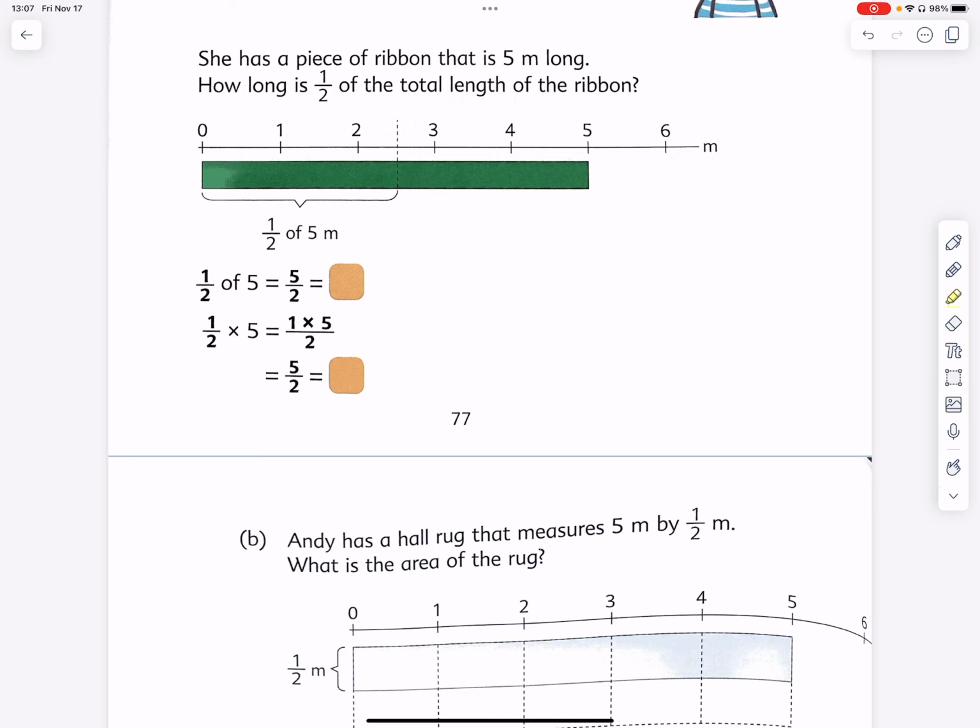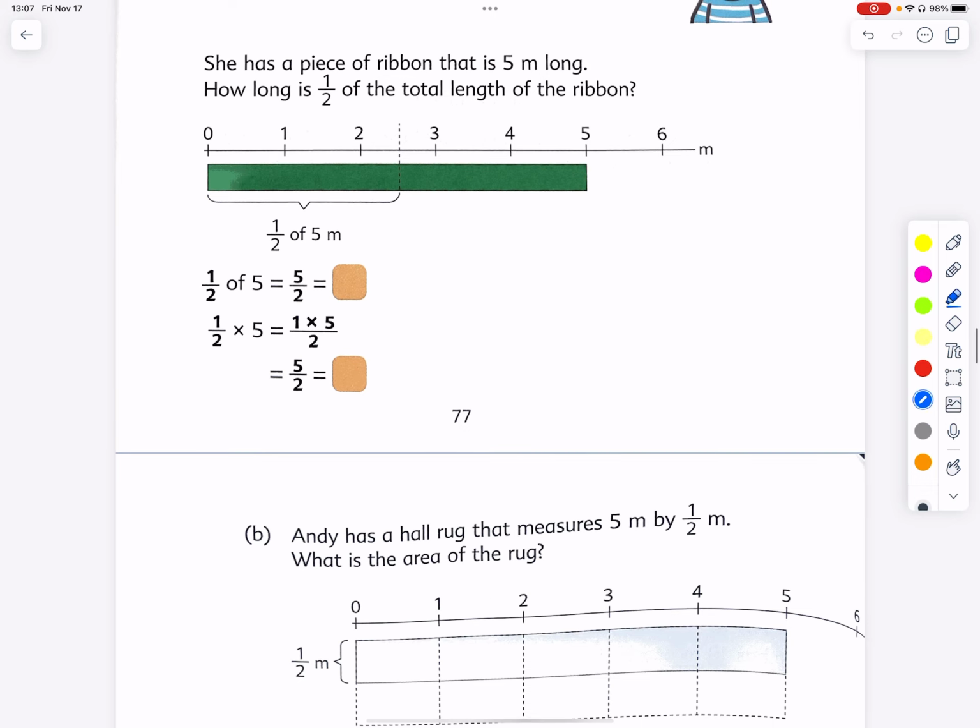Again, she has a piece of ribbon that is 5 meters long. You see, it's from here all the way to here. This is her piece. How long is a half of the total length? Well, we know that to find a half means to divide by 2, correct? So we just need to split 5 meters into 2 equal parts.